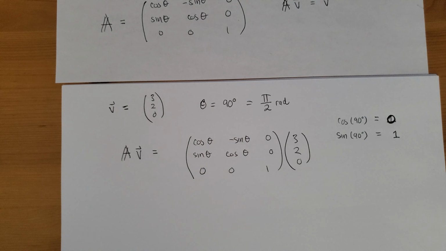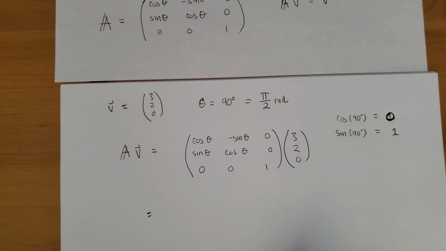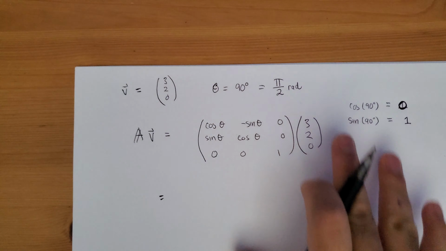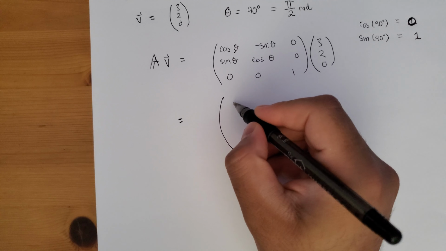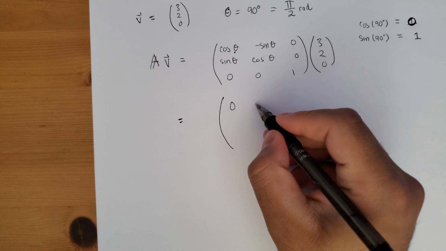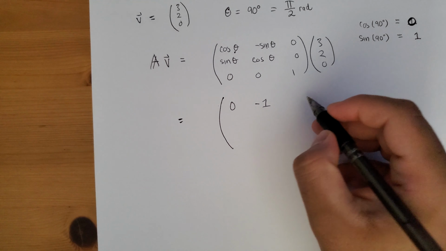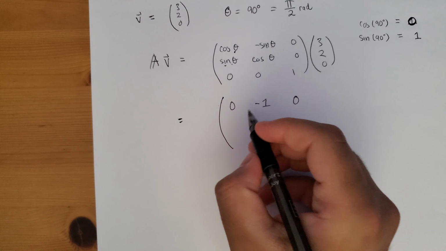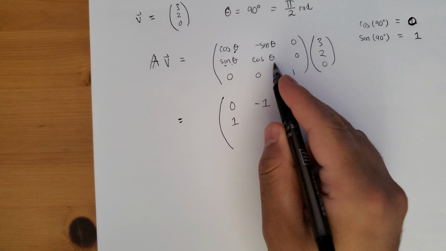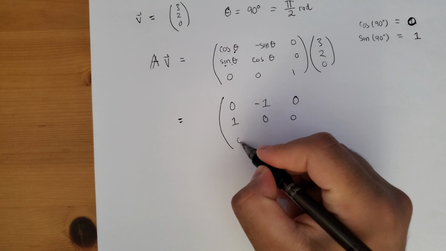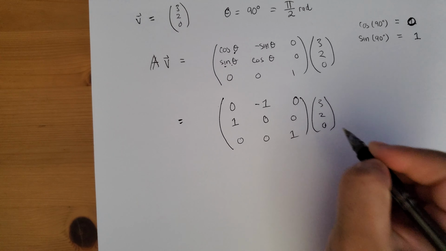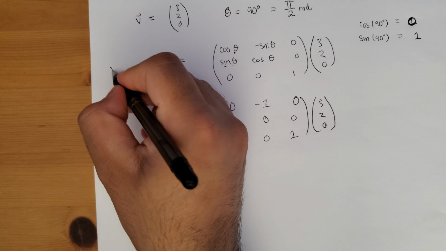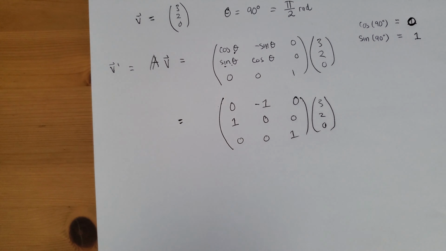I had it backwards. If we do this, we will get a new matrix, which we can write: cosine of 90 is 0, negative sine of 90 is negative times positive 1, sine of 90 is just 1, and cosine of 90 is 0, so we get this. And we know that v prime is equal to this.